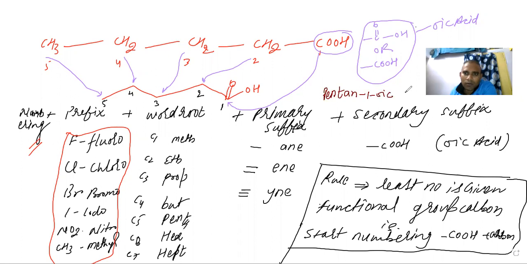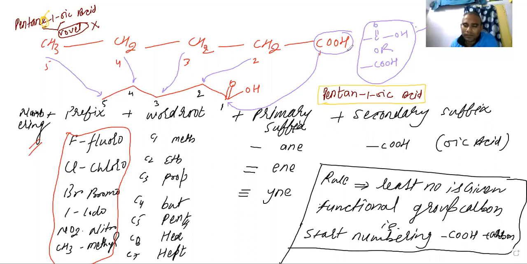So pentane 1 oic acid, because of O and E. If you write pentane and then oic acid, it will be wrong. Why? Because the rule says E and O are both vowels, and two vowels cannot be together. So we have to remove the first E. This we need not write. If you remove the E, it will be named pentanoic acid. Getting the point? Yes, sir.